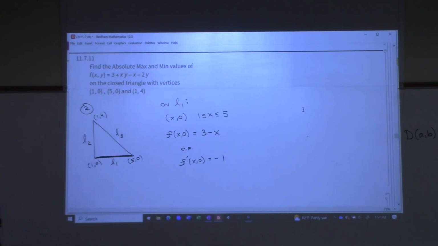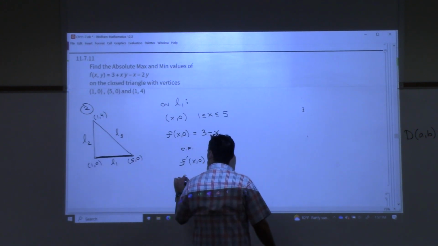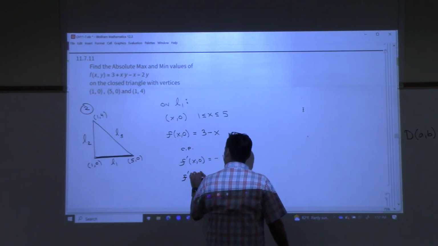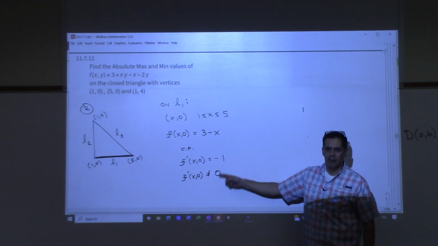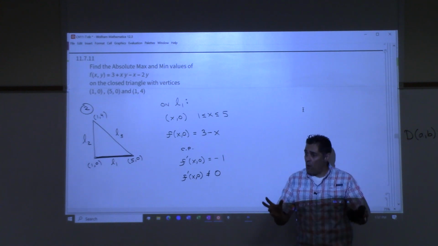What are we supposed to do with that? We're supposed to take that derivative and set it equal to 0, but it's never equal to 0, right? So this derivative equaling 0 doesn't ever happen, right? Because it's negative 1, which means I don't have a critical point.